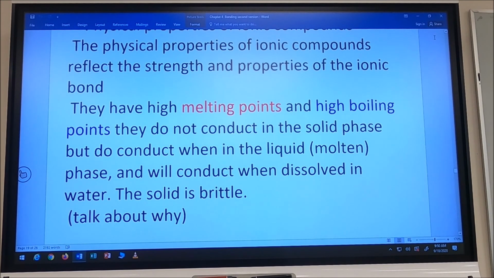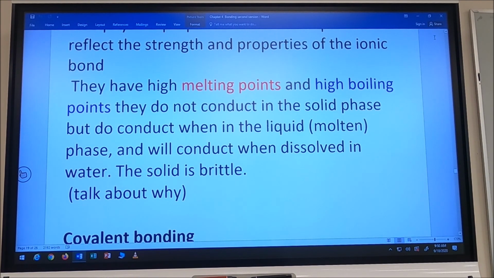They won't conduct electricity in the solid phase. They won't conduct heat in the solid phase. They will conduct electricity in the liquid/molten phase. We usually refer to the liquid phase of an ionic compound as molten because we have to get it so hot to get it to liquefy. So it will conduct in the liquid phase. And it will conduct if we dissolve it in water.